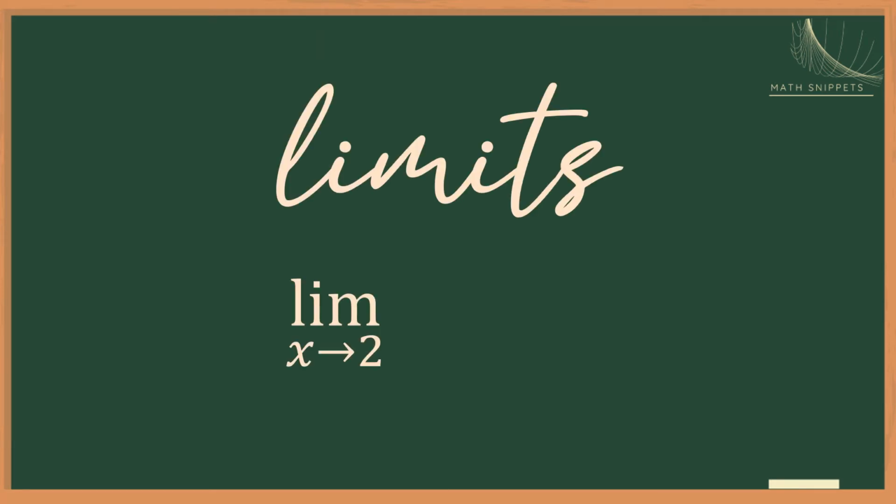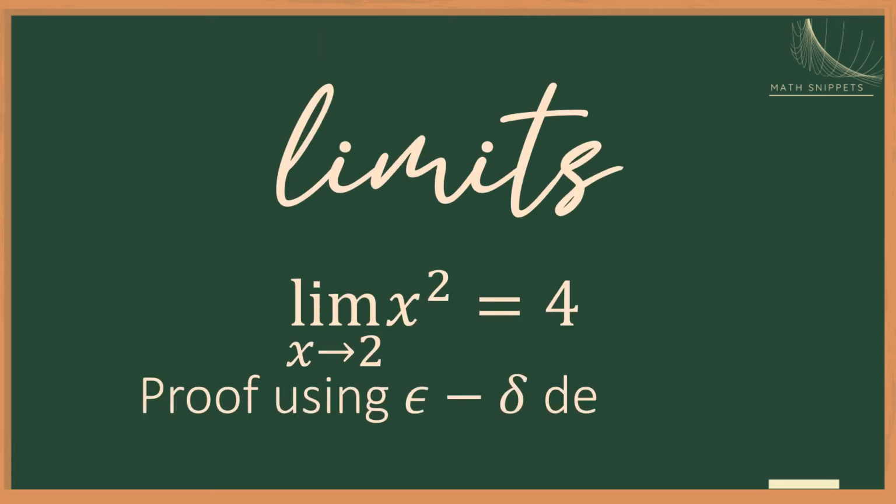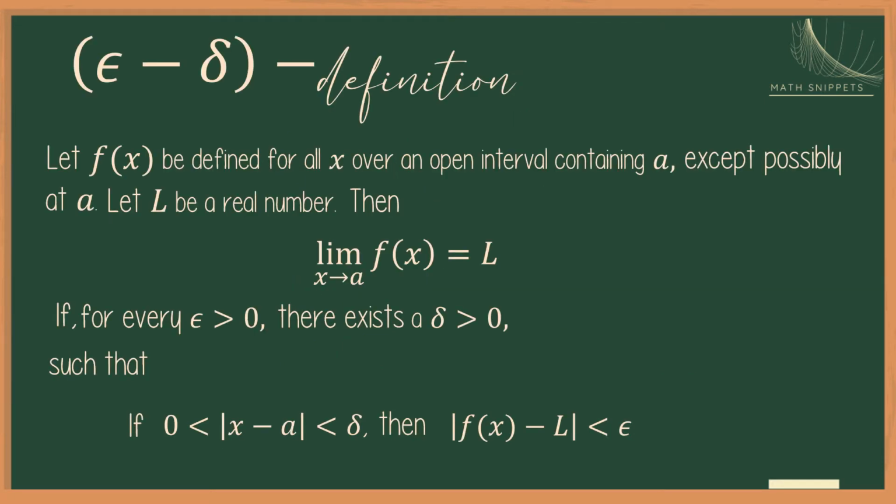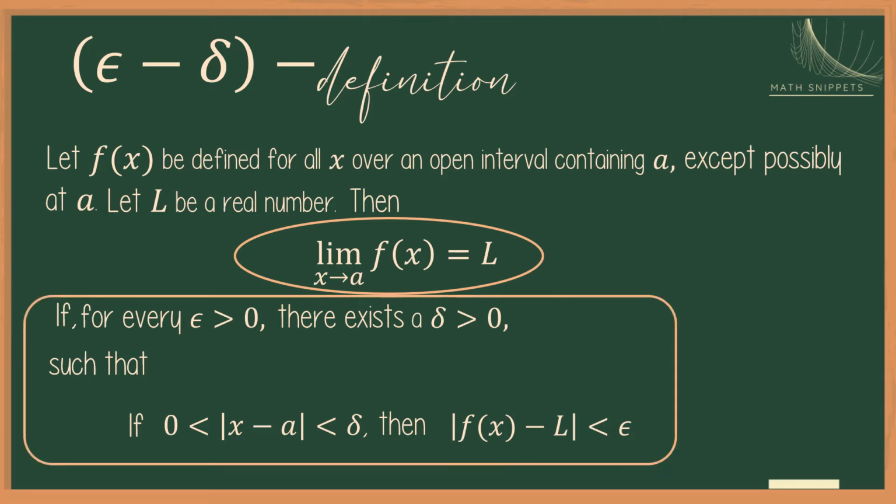This is an example of the application of the epsilon delta definition of a limit. So first, recall the definition of the limit of a function. We say that the limit of f of x as x approaches a is equal to L if this condition is satisfied.